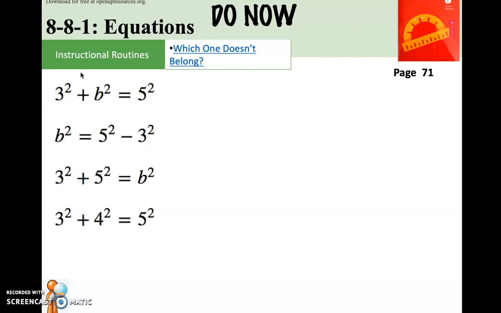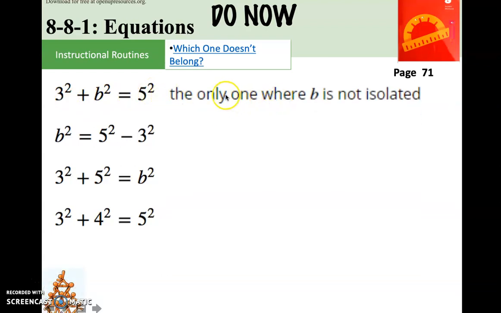Welcome back. Remember, this is just making us think about the math, really look at the number sentence and what we're looking at. This one here, we can see our b is right here. We have 3 squared plus b squared equals 5 squared. And one thing we can state is it's the only one where b is not isolated. That means b is not by itself. B is by itself here. B is by itself here. But here it is not.